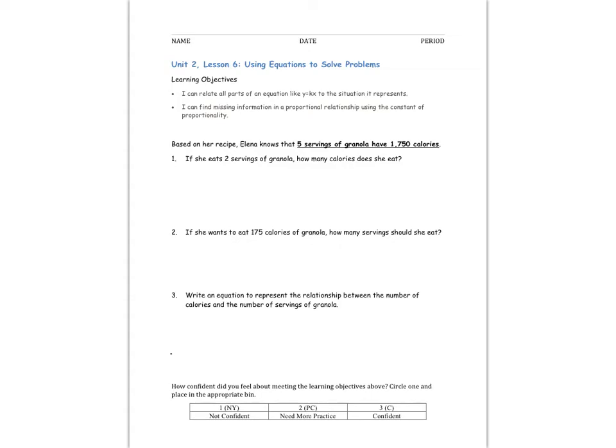Hello, welcome to Unit 2, Lesson 6, using equations to solve problems. So in this situation, it says, based on her recipe, Elena knows that 5 servings of granola have 1,750 calories. The first question says, if she eats 2 servings of granola, how many calories does she eat?